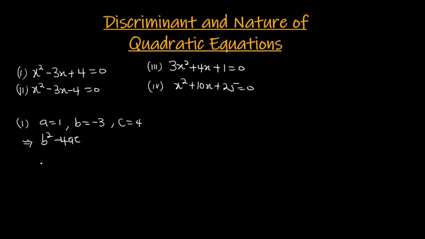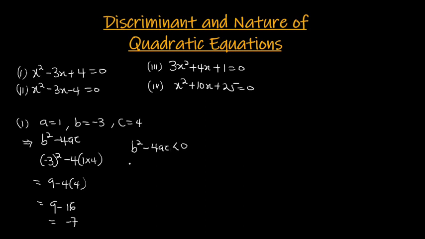So if we substitute this into the expression, we are going to have negative 3 squared minus 4 into bracket 1 multiplied by 4. So negative 3 squared is 9, minus 4 multiplied by 4 is 16, and so 9 minus 16 will give me negative 7. Now since the discriminant is giving me a negative value, it means that b squared minus 4ac is less than 0, and hence the first equation has no real root.